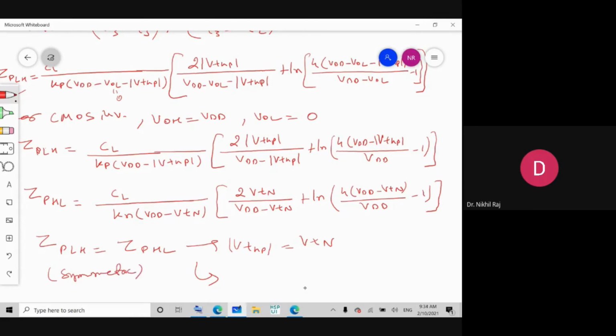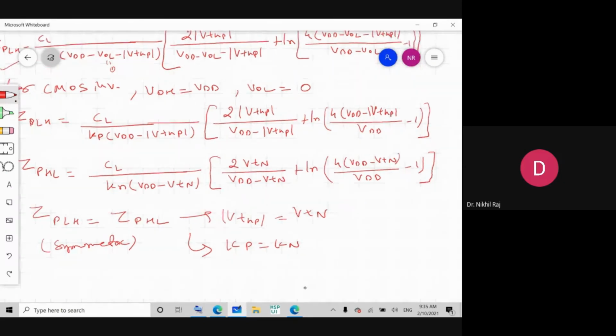So the only thing left to keep is whether Kp and Kn will be equal. Kp should be equal to Kn. So these two conditions are required to make a symmetric inverter. So once this Kp is equal to Kn, we write.